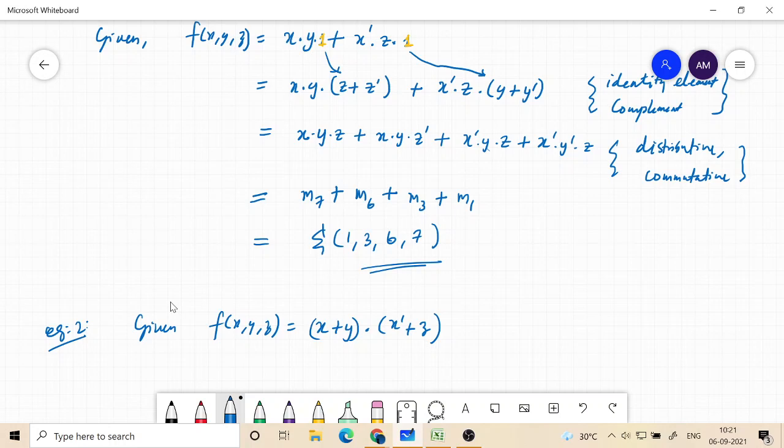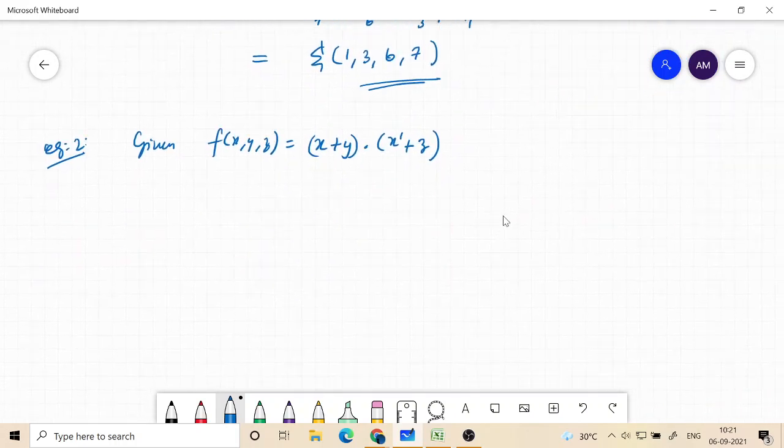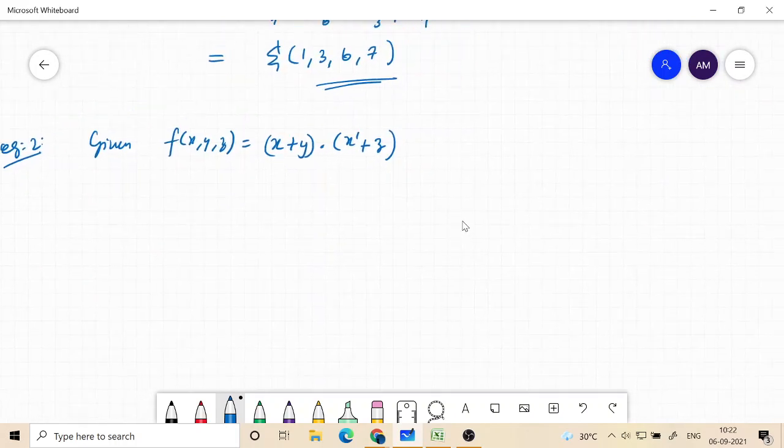So this is similar. This is basically the dual of the previous problem, but how do we do this? So the question is, find the canonical POS form. Okay, so that's the question.